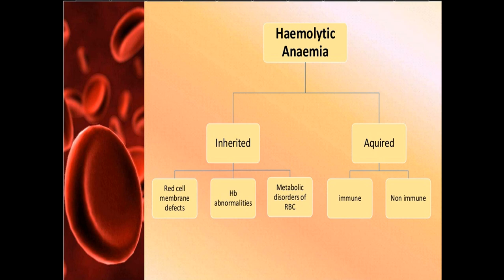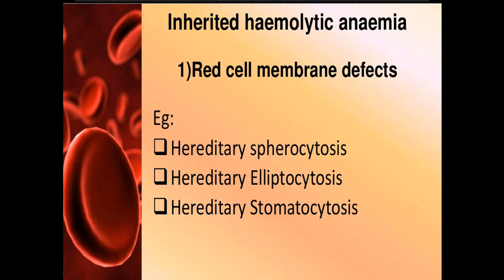Hemolytic anemia is divided into inherited and acquired. In inherited, there are red cell membrane defects, hemoglobin abnormalities, and metabolic disorders of RBCs, and in acquired, there is immune and non-immune. In inherited hemolytic anemias, the red cell membrane defects include hereditary spherocytosis, hereditary elliptocytosis, and hereditary stomatocytosis. So we will discuss them one by one.